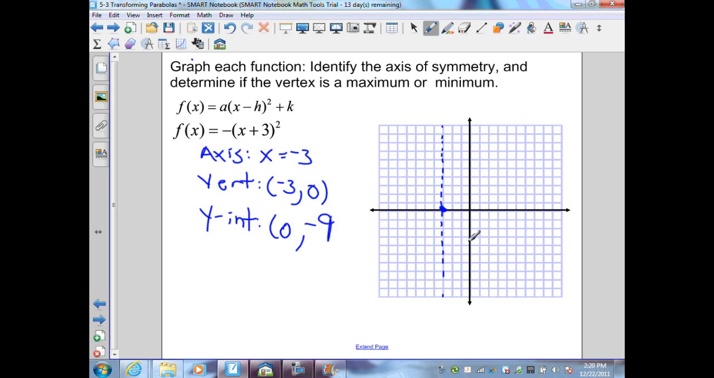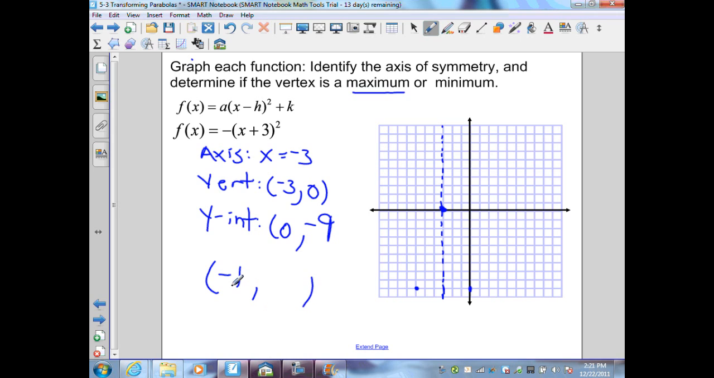I'll graph my y-intercept, and I'll also reflect that over the axis of symmetry. It's 3 units to the right, so I'll make it 3 units to the left. I also know that should be the case that these 2 points are below my vertex, because my A is negative, therefore my parabola should open down, making my vertex a maximum. Let's generate one more point to help sketch my parabola. I'm going to choose a negative 1. Again, that's your choice. This seems to be the easiest.